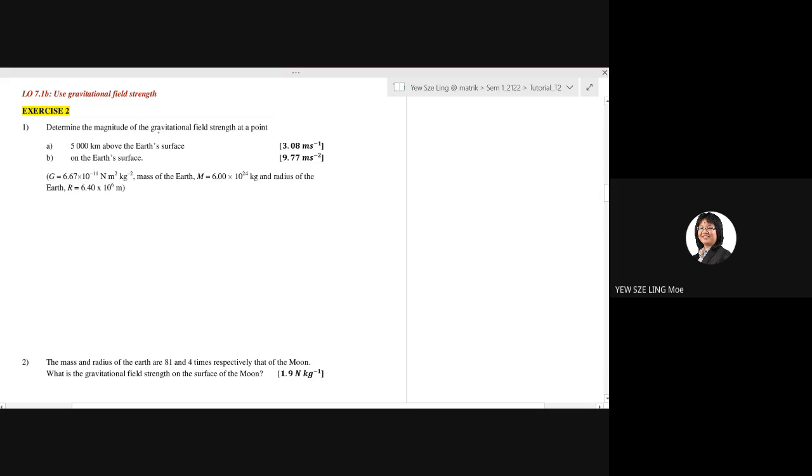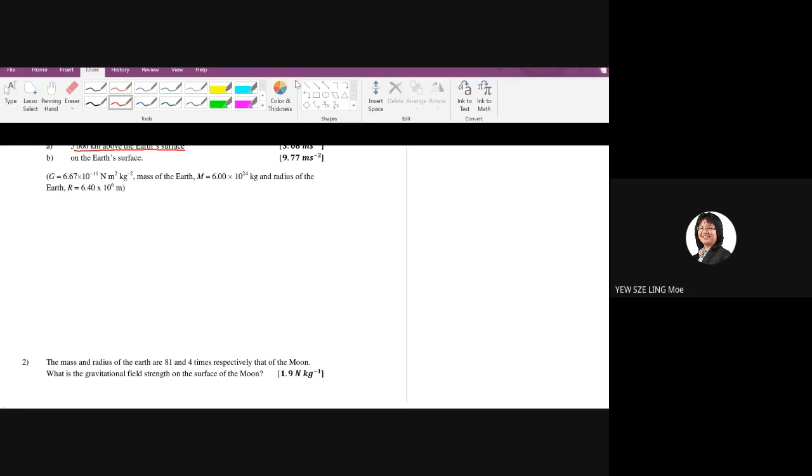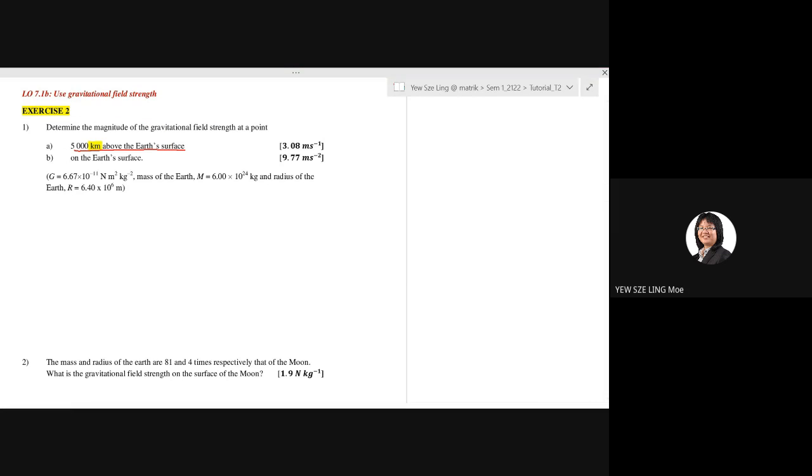Determine the magnitude of gravitational field strength at a point 5,000 km above the Earth's surface. Now you're given a question where it tells you that you have a point that is 5,000 km. Again, you have the value in terms of km. That is the part that you need to take note of. So now you have the Earth, and this point is located 5,000 km above the Earth's surface.